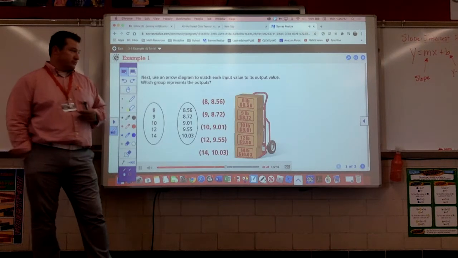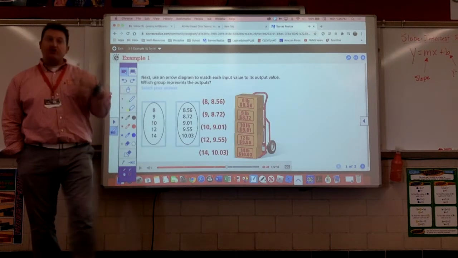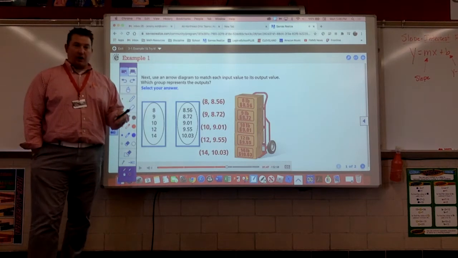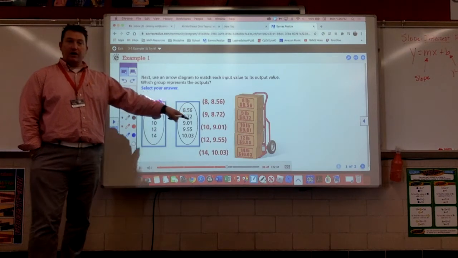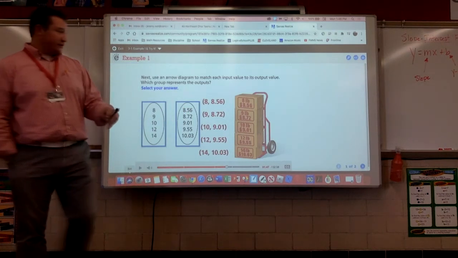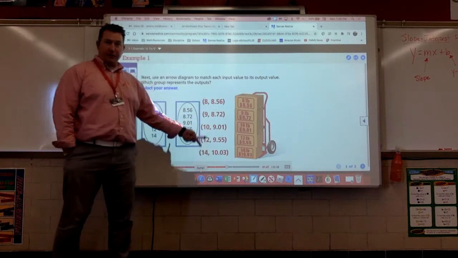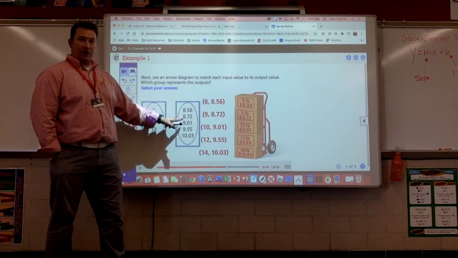Which group represents the outputs? Remember, the outputs are your Y values. Outputs are the Y values. Look at all those ordered pairs over here. Where are those Y numbers? 856, 872, 901, 955, 1003. Right? Yeah, they're all right here.